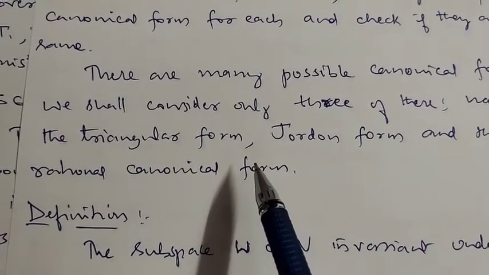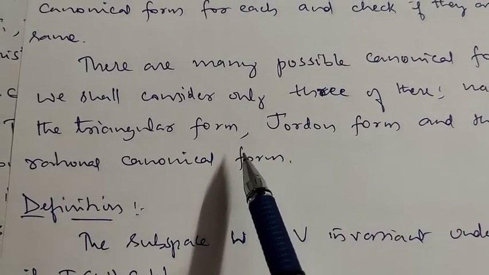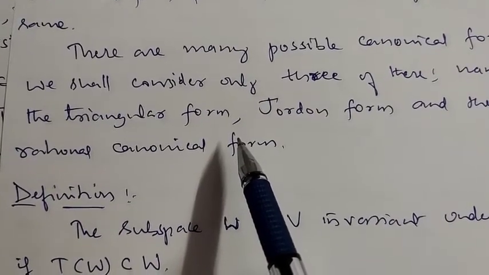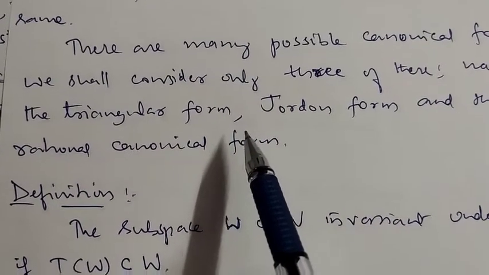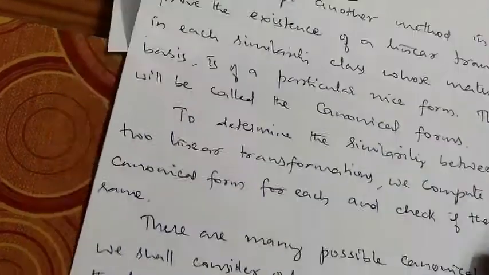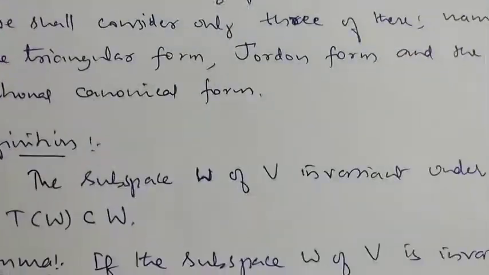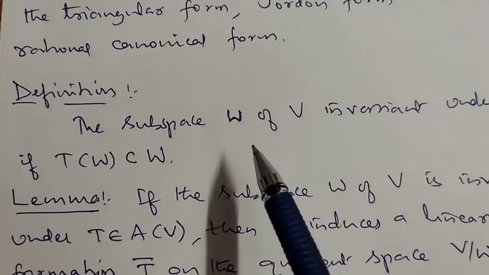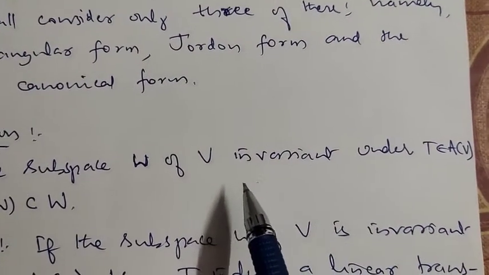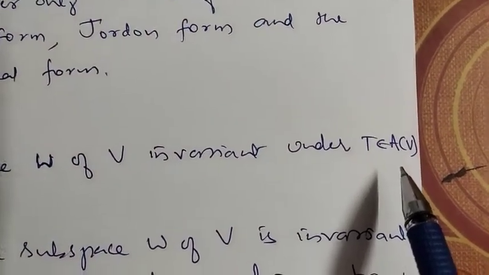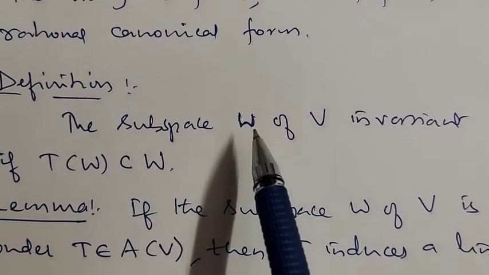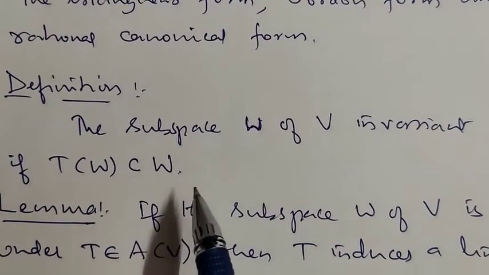Before discussing the theorem based on the triangular form, or the condition for a transformation to be in triangular form, let us take up one definition and a result based on that definition. The subspace W of a vector space V is invariant under a transformation T if T of W is contained in W. So we say that subspace W is invariant under the transformation T if T of W is contained in W.